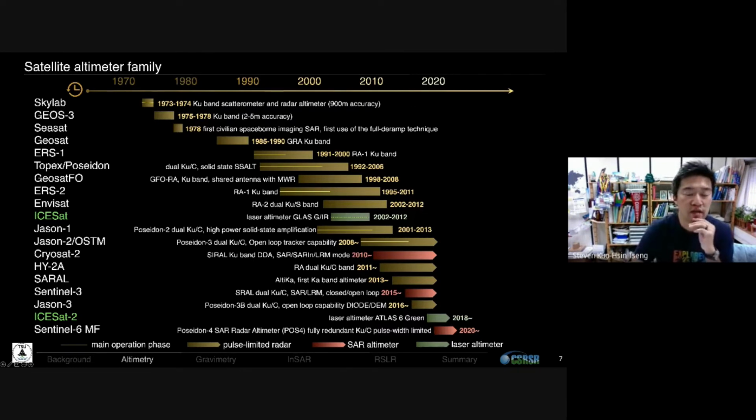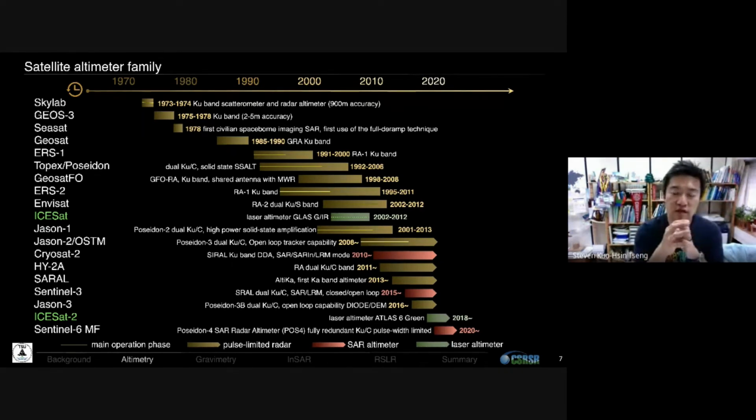And after that, there are some successful missions like ERS-1, Topex Poseidon, and EnviSat. They are all very famous missions with a very long time series of global ocean observation. And since 2002, there's a new spaceborne LiDAR called InSAR. It uses green and infrared visible light to measure the surface height. There are some good and bad things, the pros and cons.